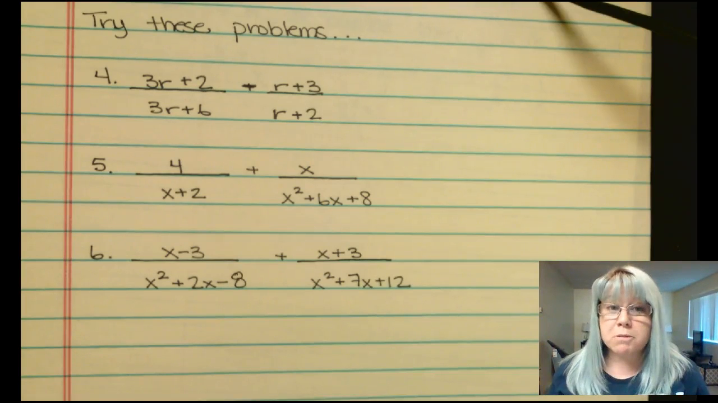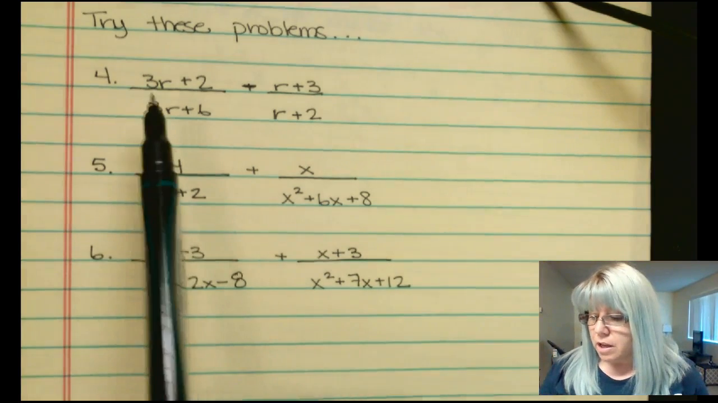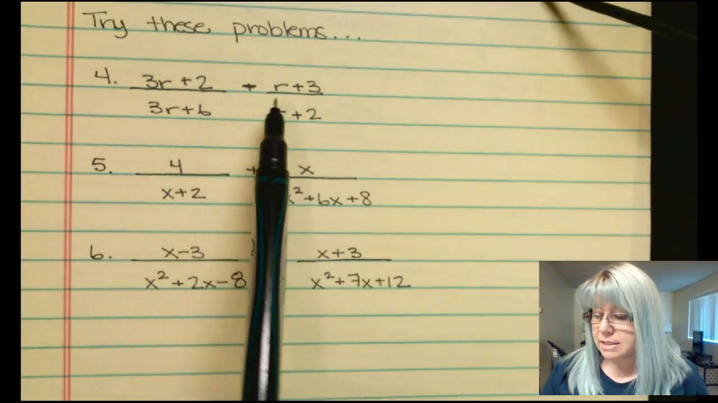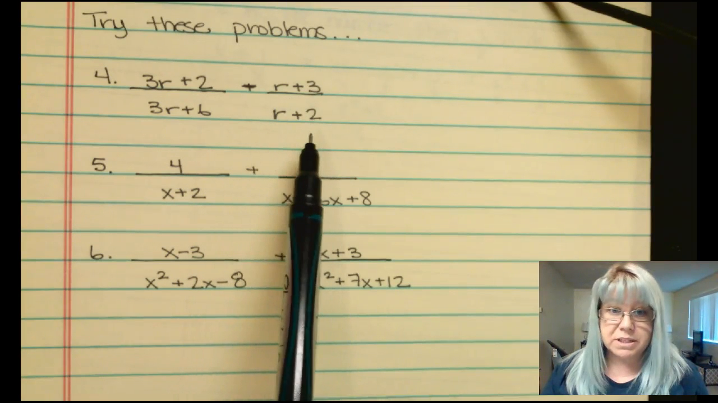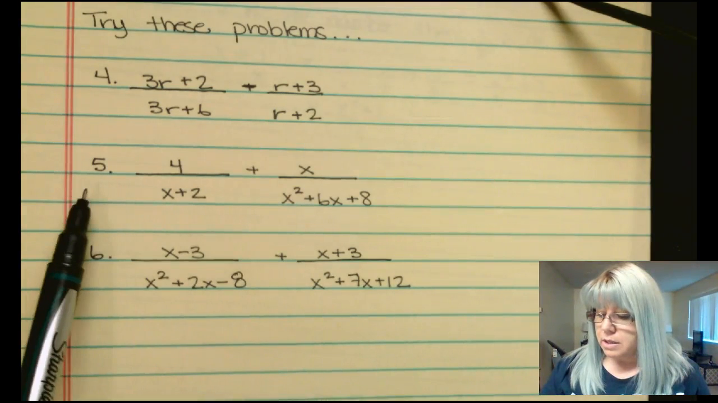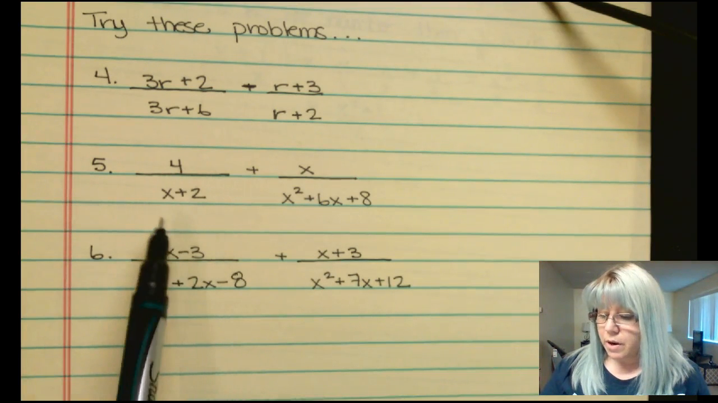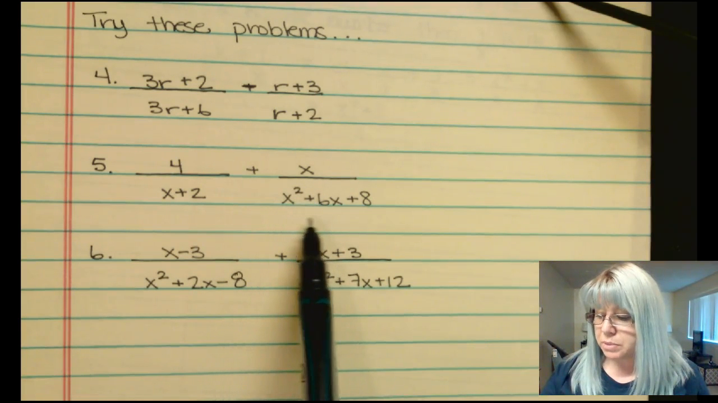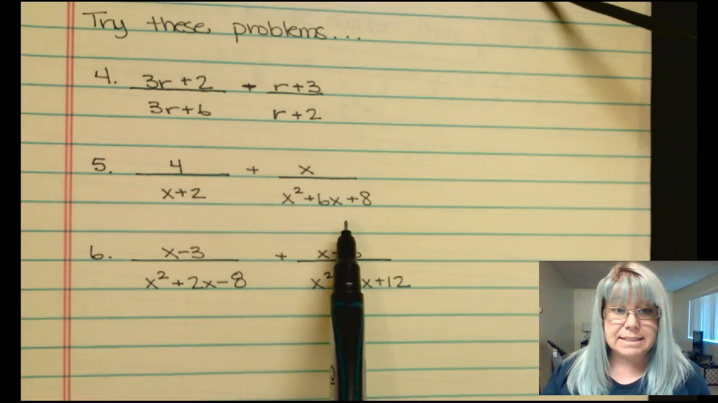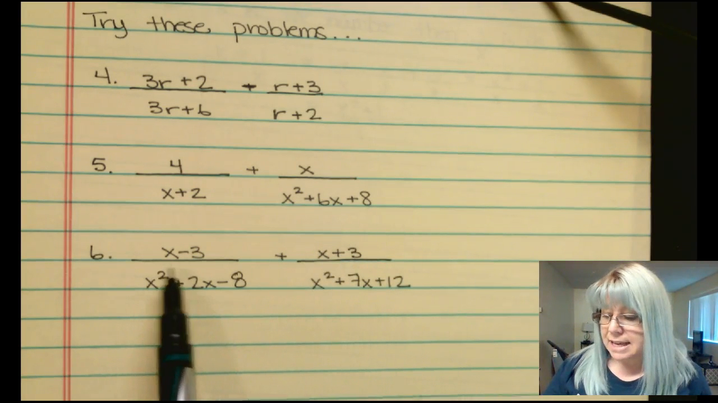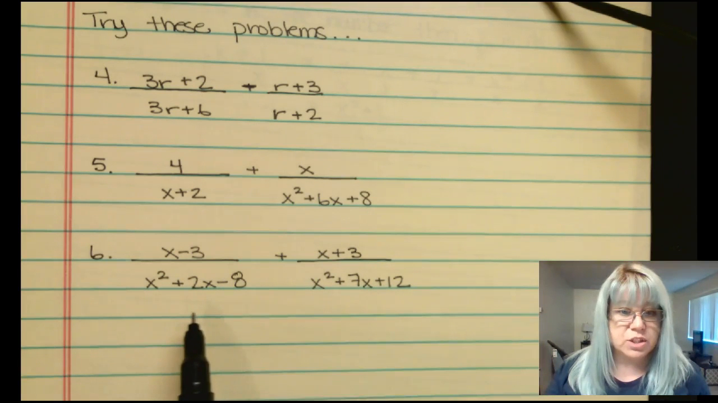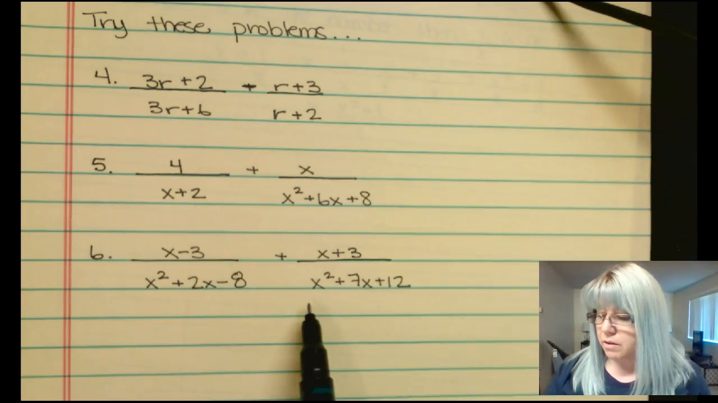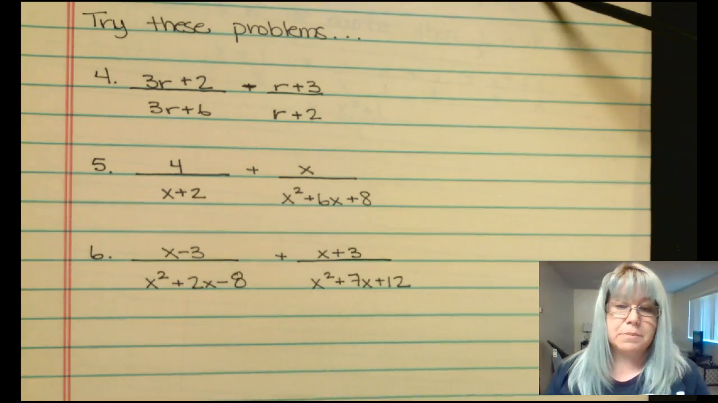Here are some similar problems you can try on your own. 3r plus 2 all over 3r plus 6 minus r plus 3 over r plus 2. Also, 4 over x plus 2 plus x over x squared plus 6x plus 8. Another problem is x minus 3 all over x squared plus 2x minus 8 plus x minus 3 all over x squared plus 7x plus 12.